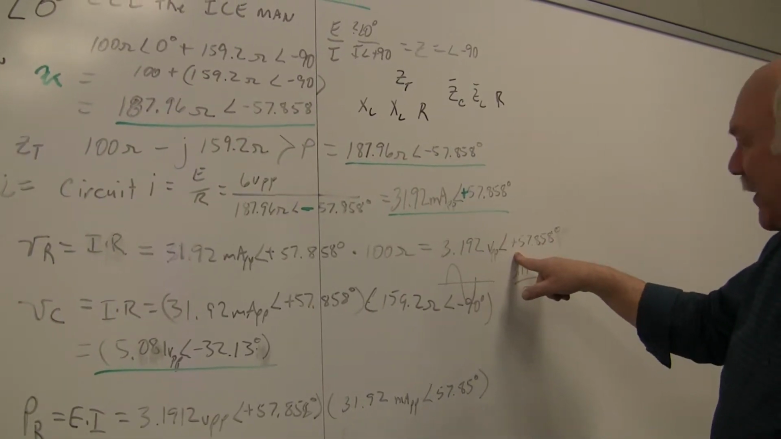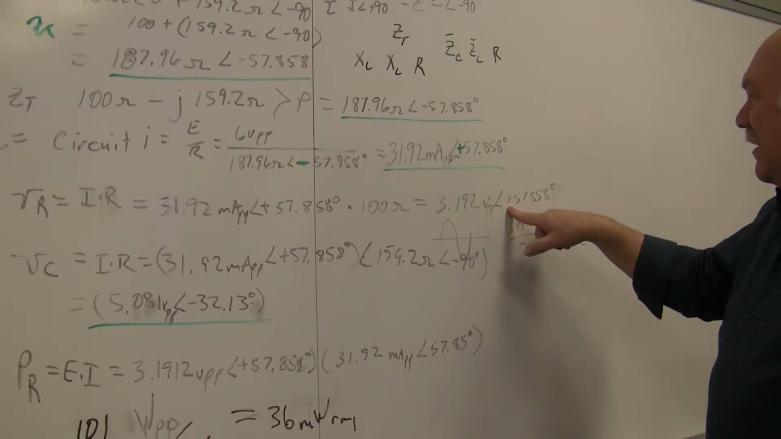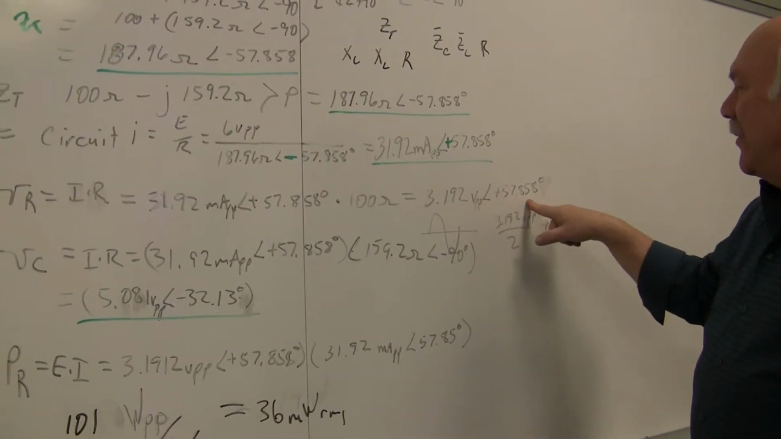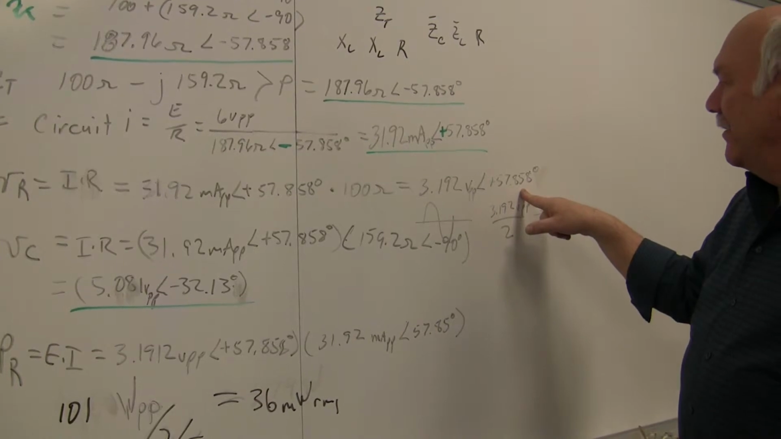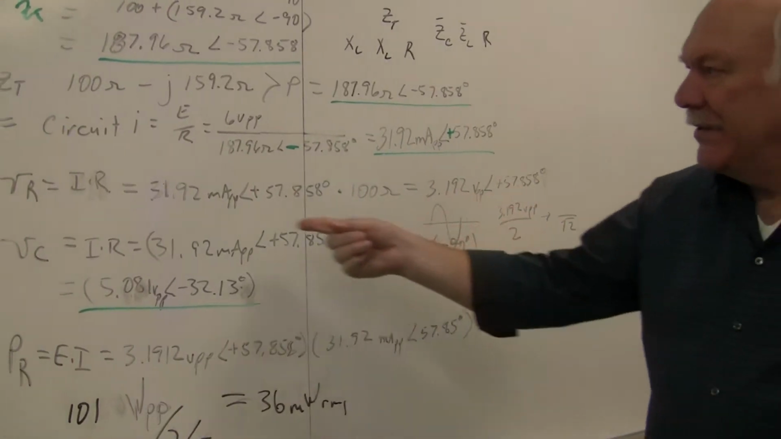Okay, since we're still doing peak to peak. Yeah, and I'm still hanging my head in shame over that, because it should be RMS, at plus 57.858 degrees. Okay, so now I have a voltage across this one.